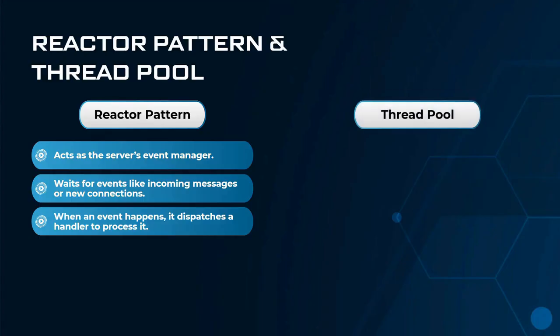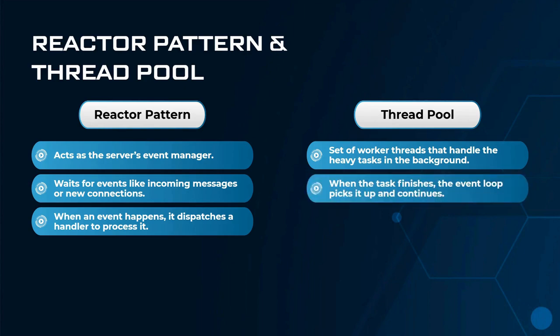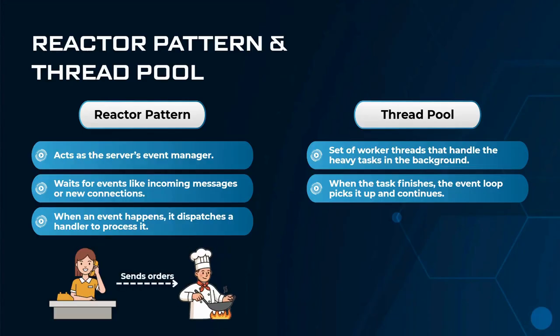Some tasks are heavy and could block the server, like database queries or complex calculations. A thread pool is a set of worker threads that handle heavy tasks in the background. When the task finishes, the event loop picks it up and continues. The reactor is like a receptionist at a busy restaurant. She doesn't cook herself but sends orders to the right chef. She just manages the flow.